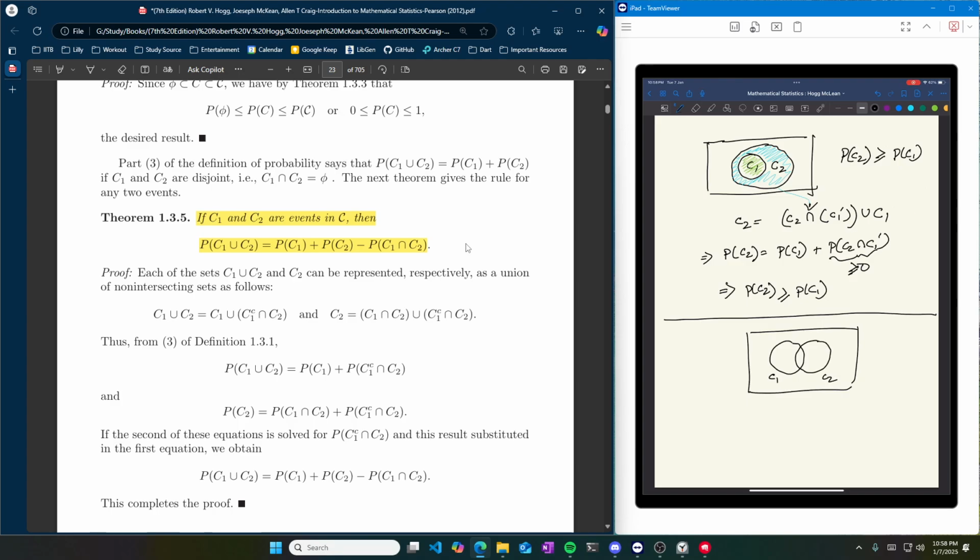C1, C2. What would be C1 union C2? Let me just draw this. This is C1 union C2, correct? Now, what is the probability of C1? That would be this portion. What is the probability of C2? That would be this portion.